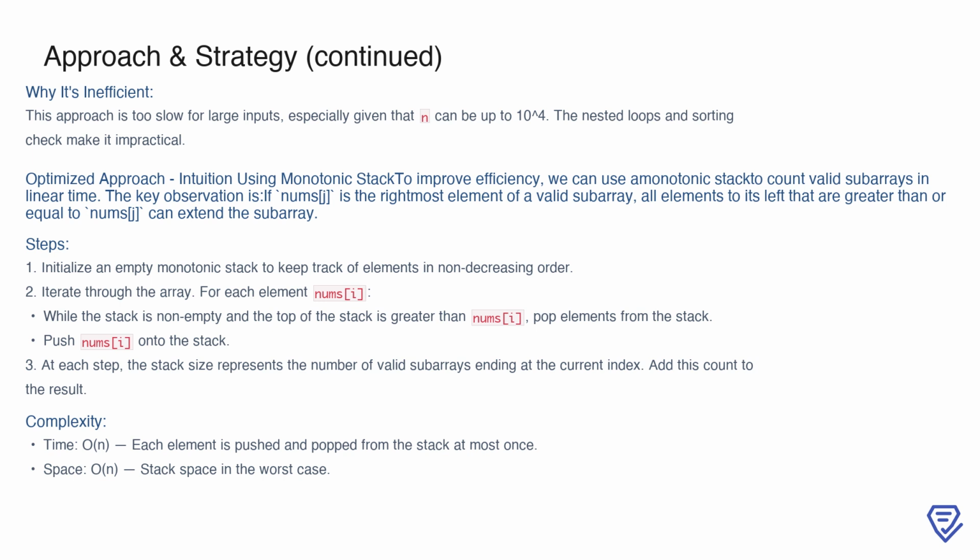As we iterate through the array, we check if the current element is smaller than the top of the stack. If it is, we pop elements from the stack until the condition is satisfied. Then, we push the current element onto the stack. At each step, the size of the stack represents the number of valid subarrays ending at the current index, and this count is added to the total result.